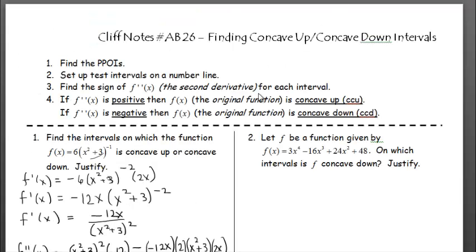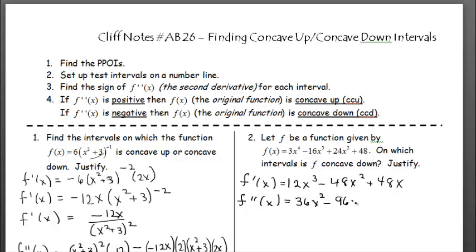All right, let's look at example 2. Here we have a function. Where is the function concave down? Ooh, the numbers are ugly. I'm going to set it equal to 0. I'm going to look for the greatest common factor, the GCF. I'm going to pull out a 12.